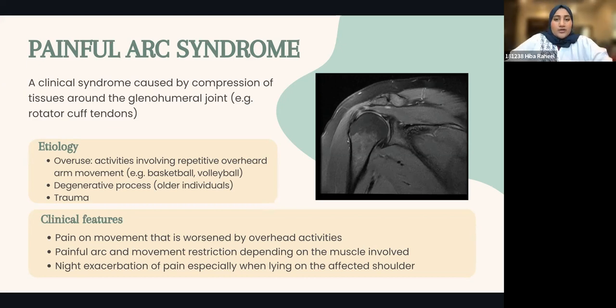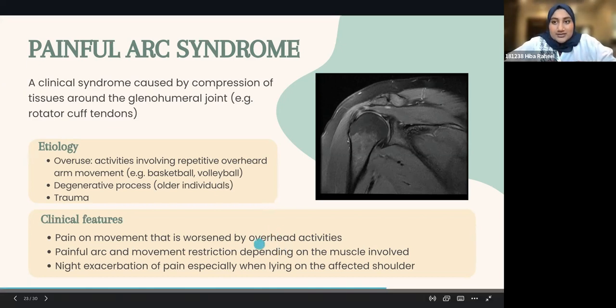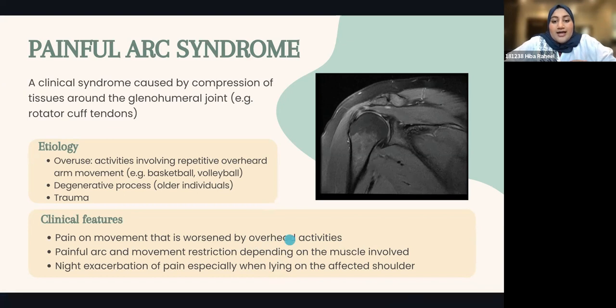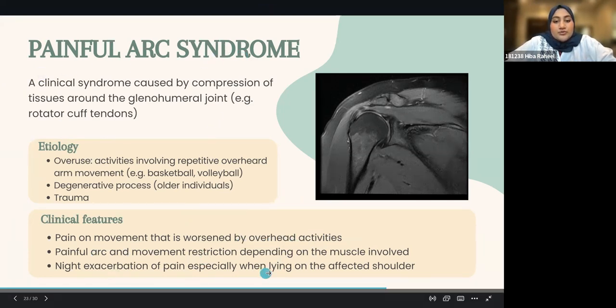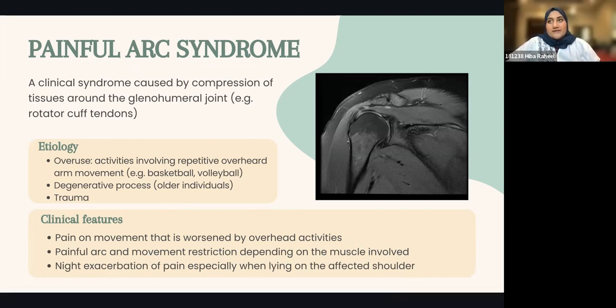Okay, and obviously trauma. The question that this is painful arch syndrome, so that is your keyword. Overhead activities is something that would always be present in the question, and when that is there, think of painful arch syndrome. Another thing that they would mention is movement restriction depending on the muscle involved. So let's say it's your supraspinatus muscle, so then definitely consider, okay, the patient would not be able to lift their arm, it's going to hurt them when they lift their arm.